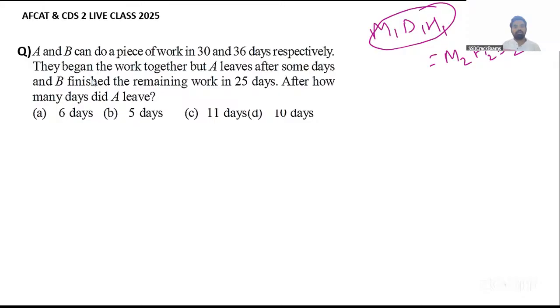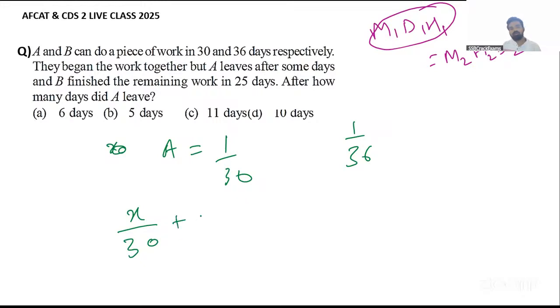A leaves after some days and B finishes the work. Suppose A leaves in X days. Since A's 1 day work is 1 upon 30, let's suppose after X days A leaves. So A did X upon 30 of the complete work, plus B did, how much did B do? X plus 25 upon 36. So they completed the whole of the work.